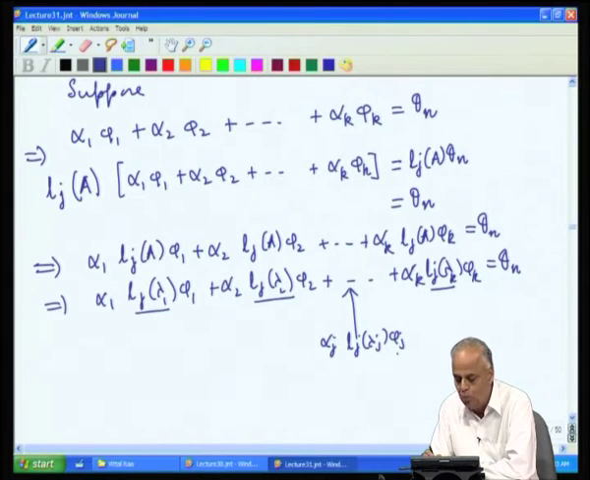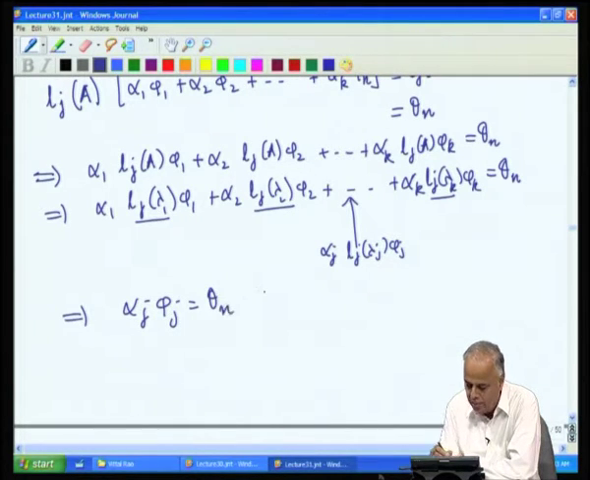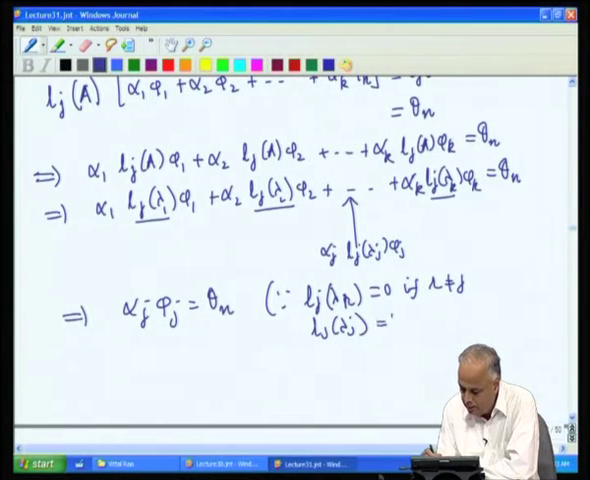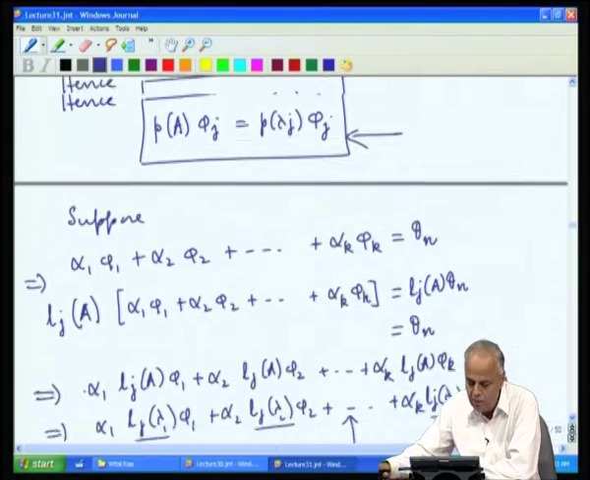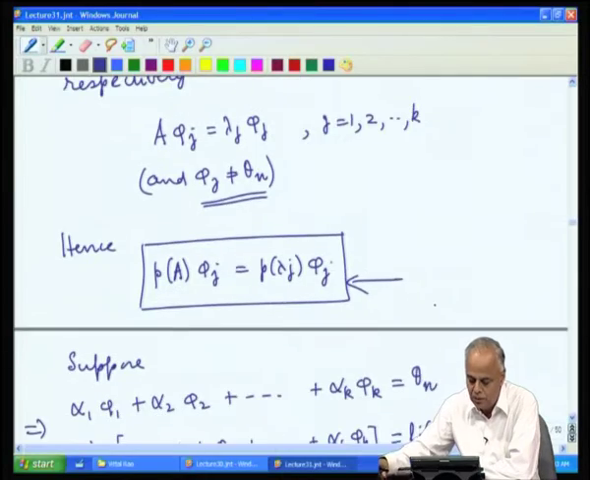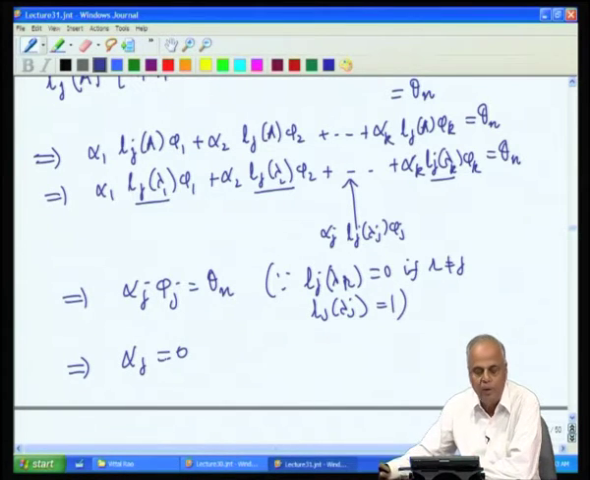Because L_j(lambda j) is 1, this will become simply alpha j phi j equal to theta n, because L_j(lambda r) is equal to 0 if r is not equal to j, and L_j(lambda j) is equal to 1. If you use those, you get this. But now, phi j was an eigenvector, and therefore phi j was a non-zero vector. So, since phi j is a non-zero vector, alpha j phi j equal to theta n implies alpha j equal to 0. This we can do for every j.